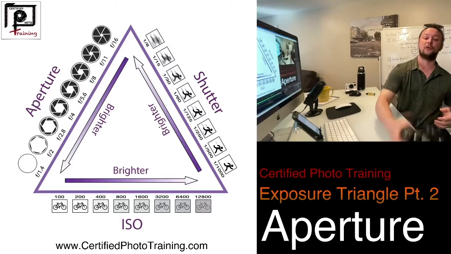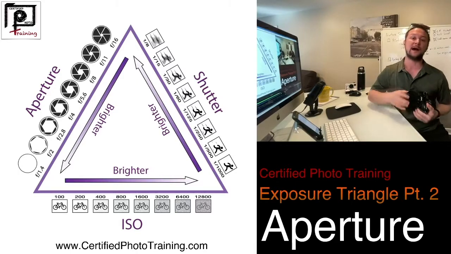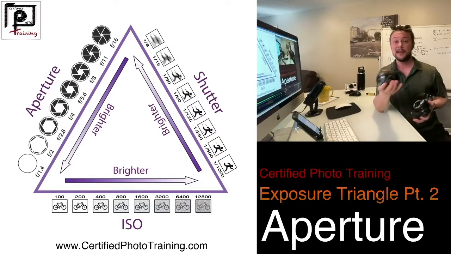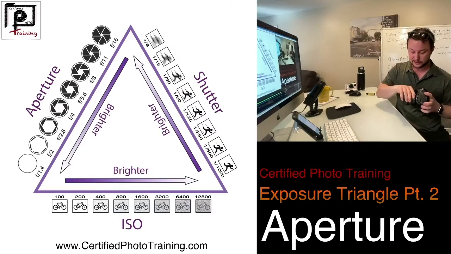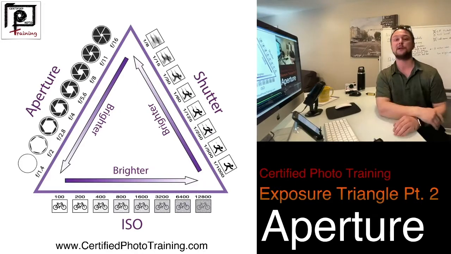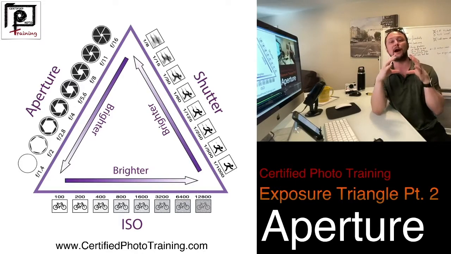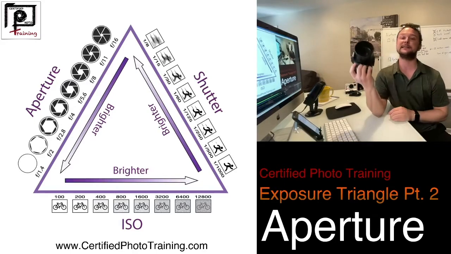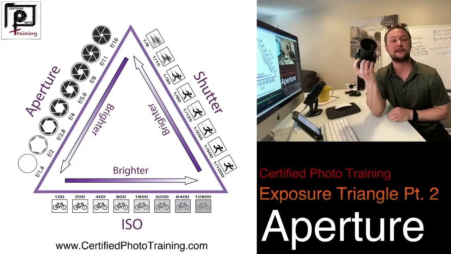So we call these fast lenses, these really wide aperture lenses. This is a 1.8 lens. We call this a fast lens, and we call it fast for a couple of reasons, okay? The main reason is because you can shoot at fast shutter speeds with it, because it opens up really wide to allow in more light. What a lot of people don't realize is that with fast lenses, you actually focus faster, okay?